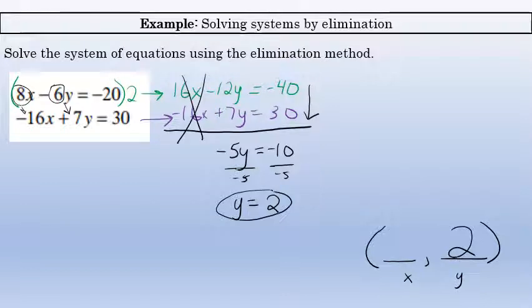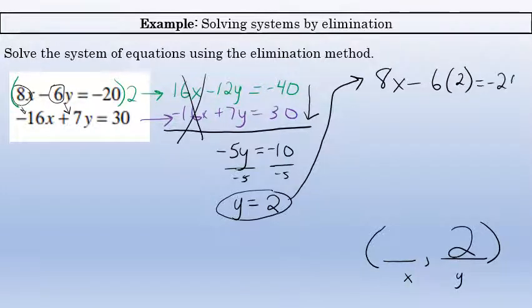Step 4 says take that value and substitute it for y into either one of the original equations. I guess I'll substitute this y into the original top equation because those numbers are a little smaller, but it really doesn't matter. But instead of writing 8x minus 6y equals negative 20, substituting a value of 2 for y gives me 8x minus 6 times 2 equals negative 20.